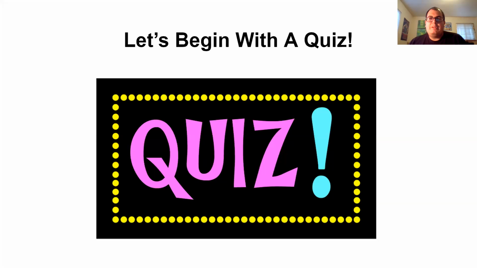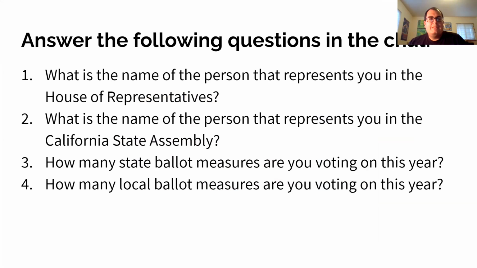Okay, so I'm just doing a quick quiz. You're probably wondering, why am I beginning with a quiz so early on? I've barely touched upon anything. I've only shown you one slide with information so far. So this is just for you at home to think about what you already know about your representatives and what you'll be voting on in the upcoming elections. So I'm going to give you 4 questions. And the questions are as follows.